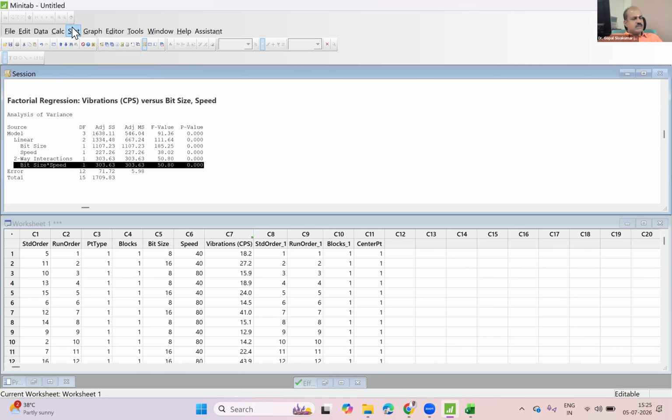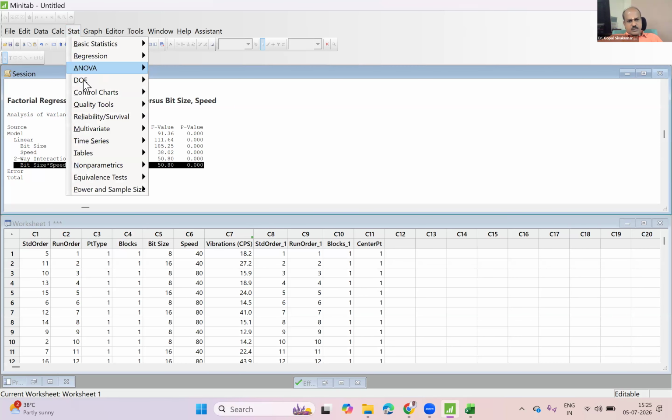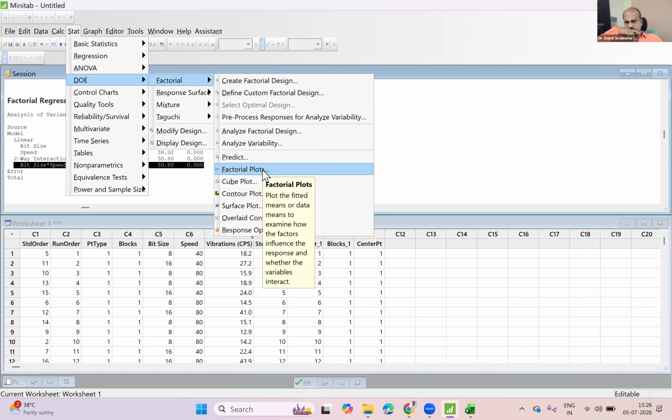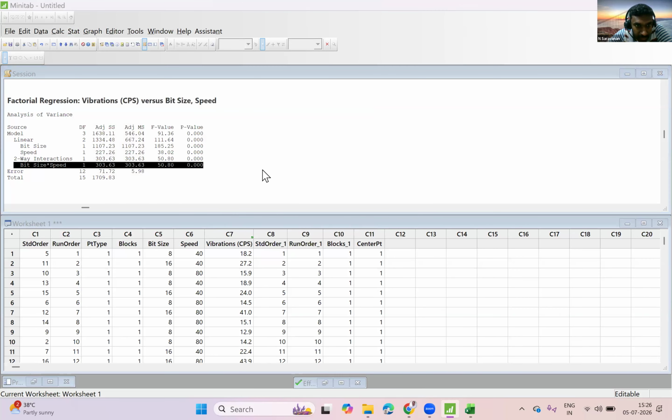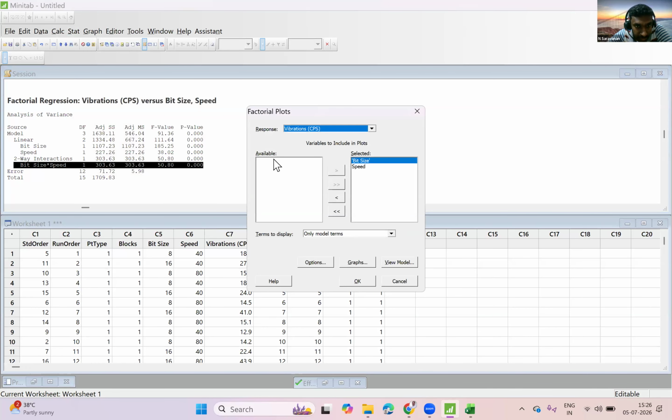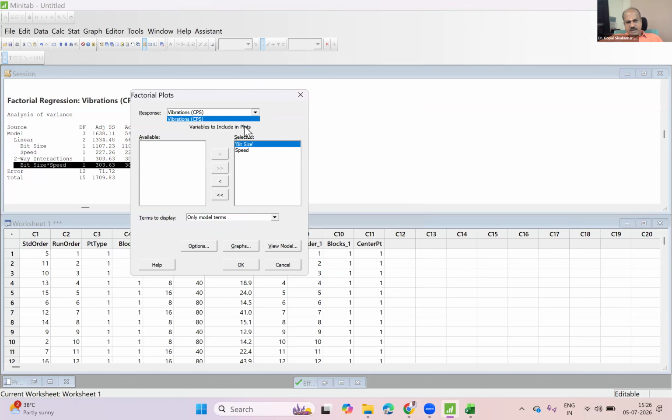Listen here. Again, I'm going to start. I'm going to DOE. I'm going to factorial. Can you see factorial plot? Yes, sir. We click that factorial plot. We want to optimize for vibration. So vibration. Here you can choose all terms, no problem. Then you just give OK.